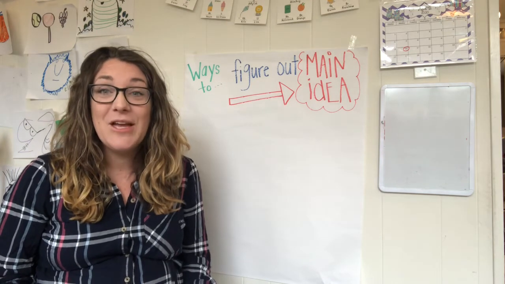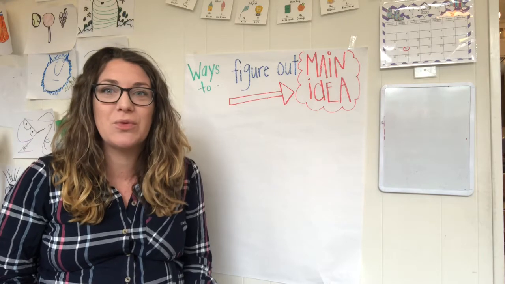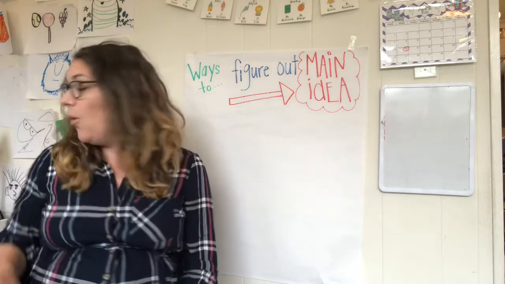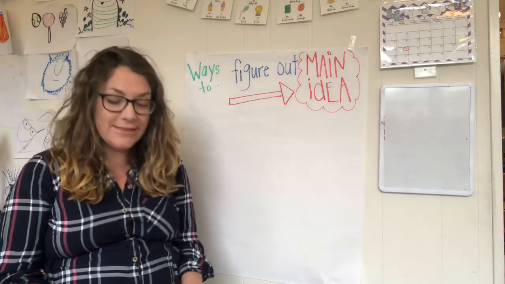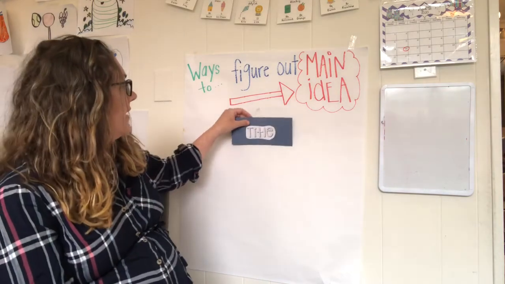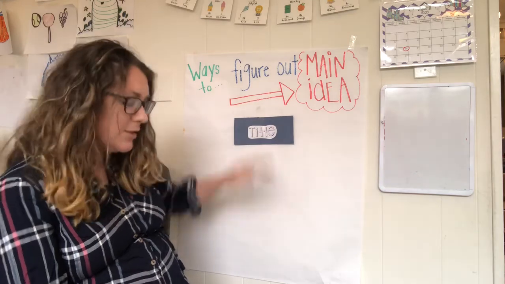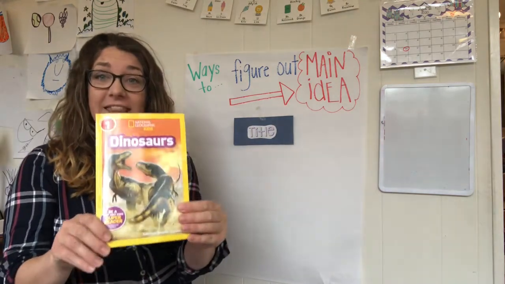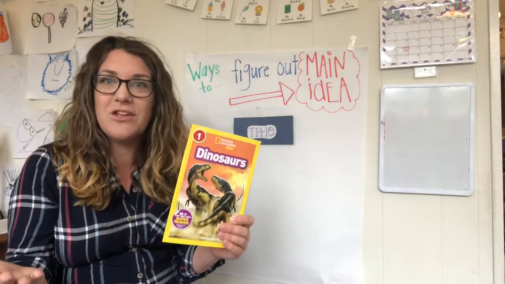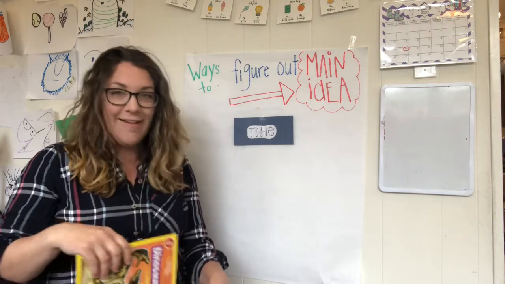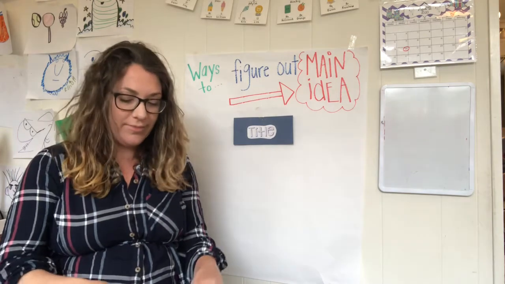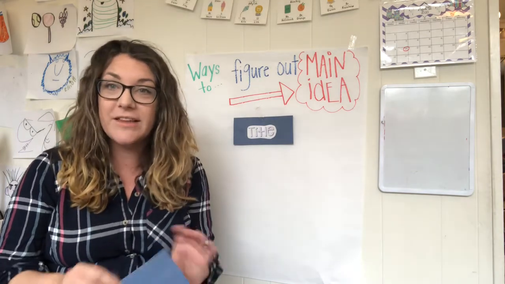Okay, so hopefully you were able to come up with those 3 different clues, those 3 ways to figure out main idea. One of them is super simple, and it's the title. So when we look at a nonfiction text like this right here, the title is going to give us some information about the main idea. All right, the second thing that will help you is the pictures in the book.